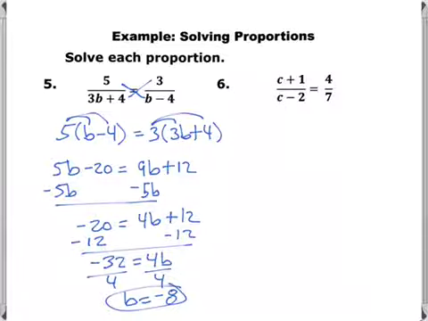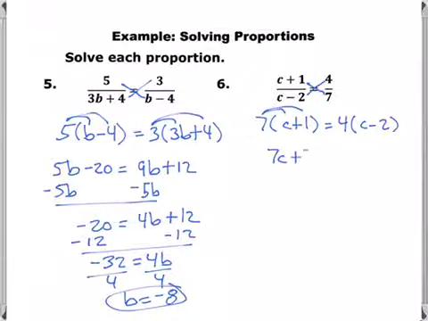My last example for this part is c plus 1 over c minus 2 equals 4 over 7. So I'm going to start by cross multiplying the 7 and the c plus 1, and then I'm going to cross multiply the 4 and the c minus 2. Now that I know how my setup is, I'm going to distribute these values throughout. 7 times c is 7c. 7 times 1 is 7. Distribute the 4 as well. 4 times c is 4c. 4 times negative 2 is negative 8.